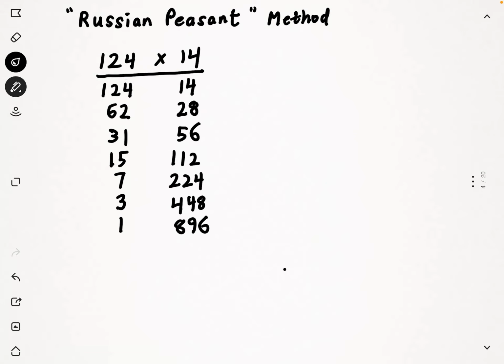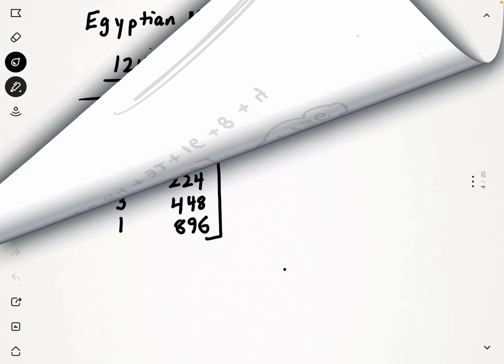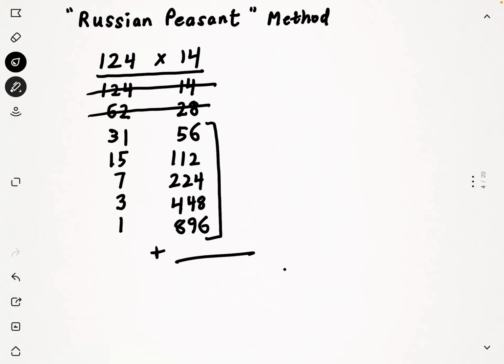And then it says we must ignore all the rows with even numbers in the left column. So if you look at the left column, the top two numbers are even numbers. So we're going to ignore this one because of the 124, and 62 is also an even number, so we're going to eliminate that one as well. And then we add up all of these numbers here, which, if you remember from the previous slide, are the exact same numbers. We add those all together and you end up with 1736.